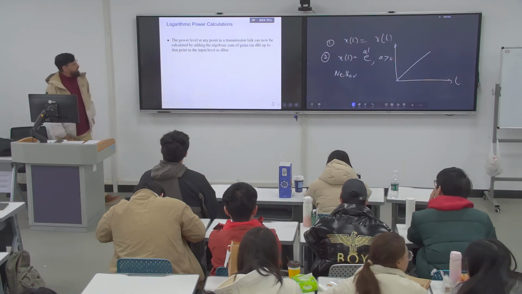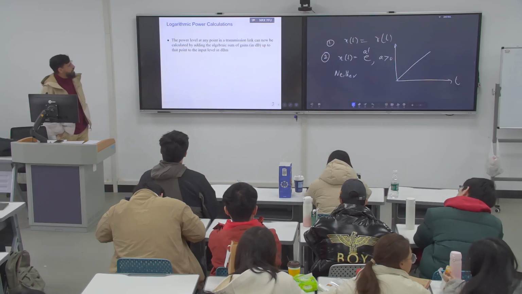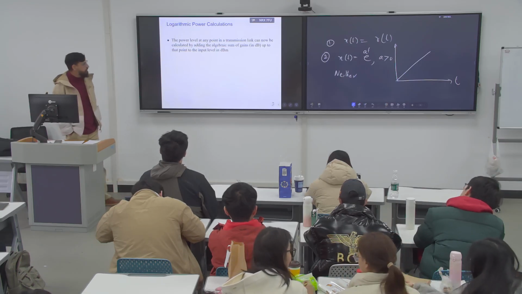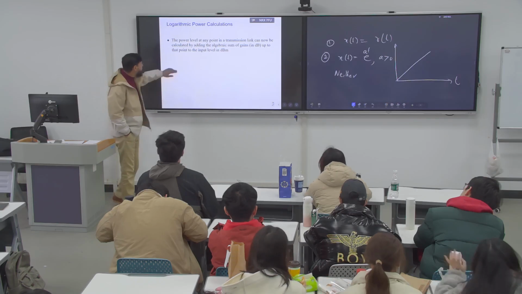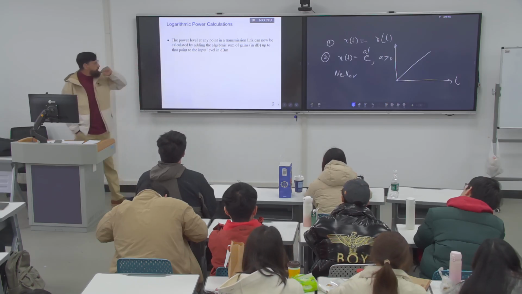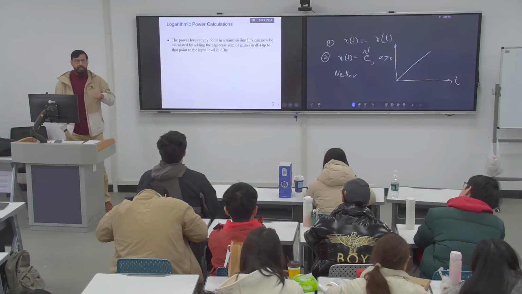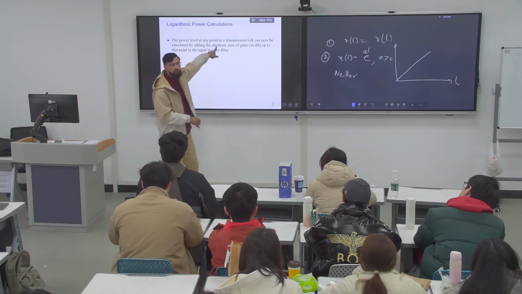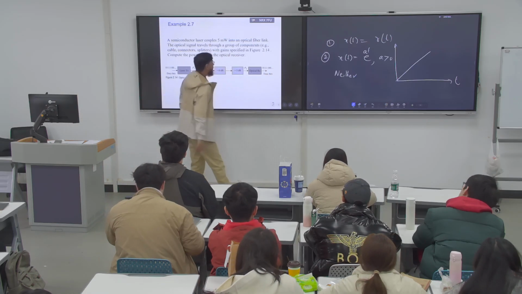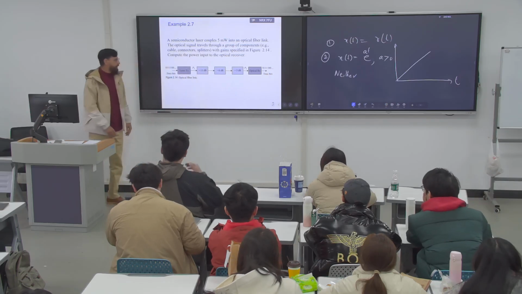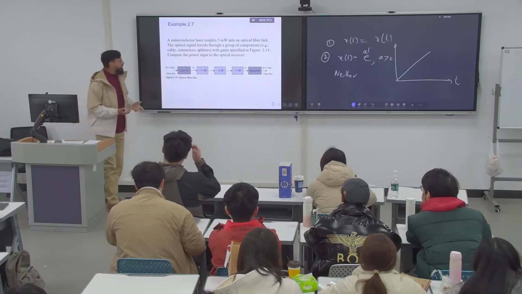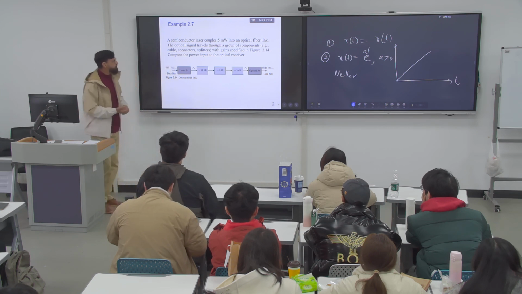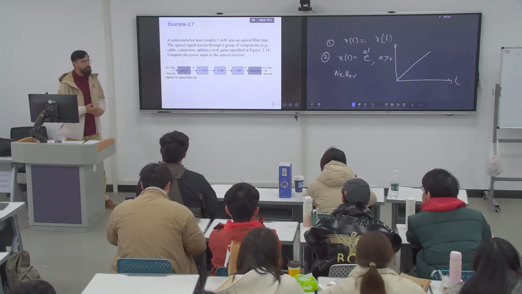So the power level at any point in a transmission link can now be calculated by adding the algebraic sum of gains in dB up to that point to the input level in dB. What does that mean? Let's see through an example. What does this sentence mean, right? Okay, so here we are. We have an example. Here we have this laser, a semiconductor laser that couples 5 milliwatts into an optical fiber link.